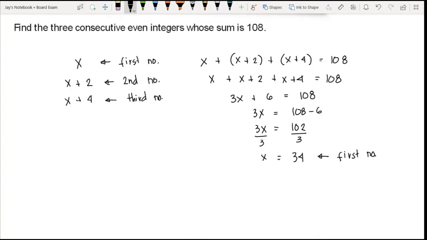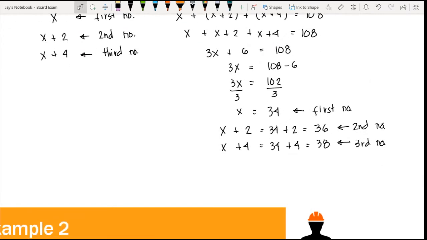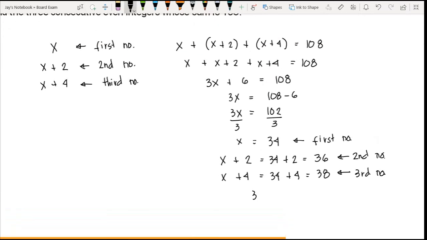For our second even integer, we have x plus 2. That means we have 34 plus 2. This would give us 36. So this is our second number. For our third number, we have x plus 4. That means we have 34 plus 4. This would give us 38. This is our third number. So our three consecutive even integers are 34, 36, and 38.